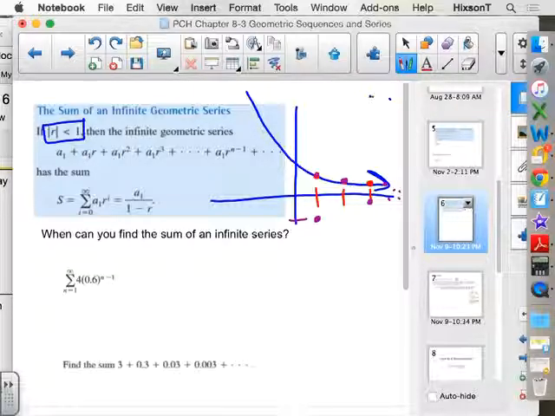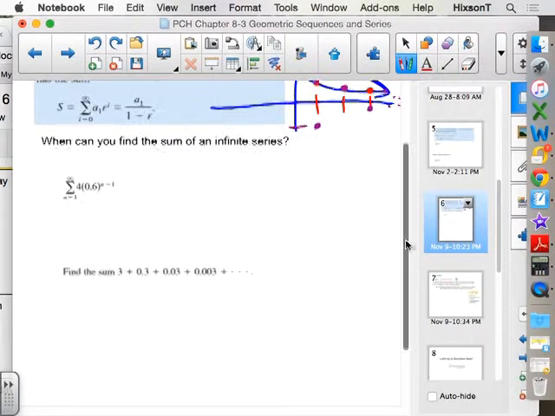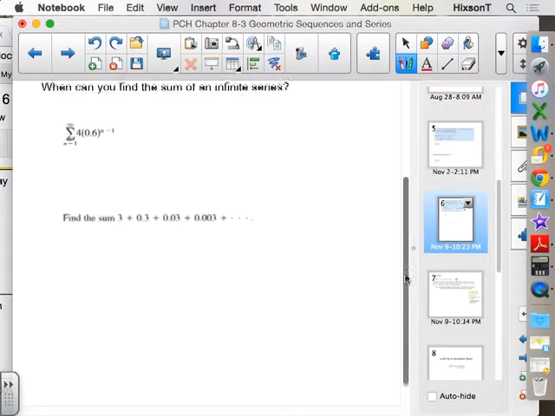Now, the formula here has this sum, and the formula is actually really, really easy. A sub 1 over 1 minus r. The sum from i equals 0 to infinity of a sub 1 times r to the i is a sub 1 over 1 minus r.